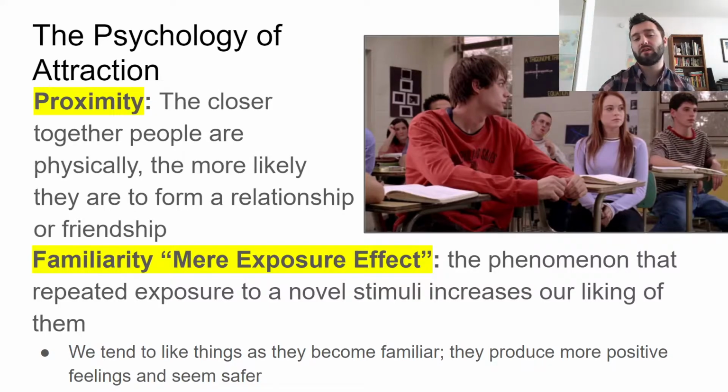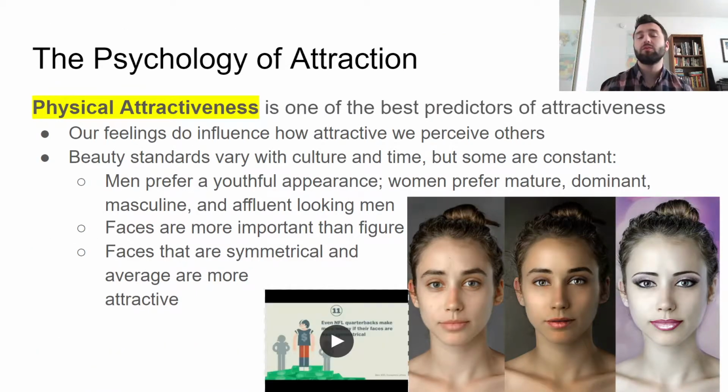The things that are familiar produce more positive feelings and they feel safer, right? Obviously, you can imagine how these pieces connect to attraction. The next thing we'll talk about is physical attractiveness. So physical attractiveness is one of the best predictors of attraction, right? So if we wanted to know what makes people attractive, physical attractiveness tends to be the best predictor.